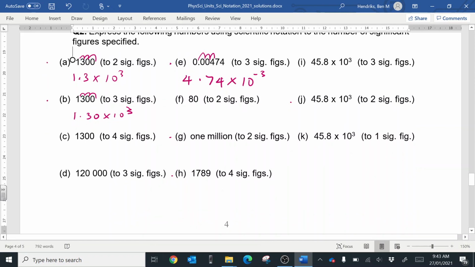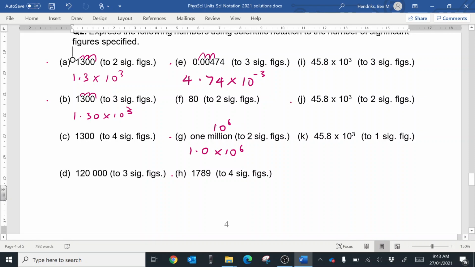Okay, so we'll go to G, and 1 million. So million, the order of magnitude is 10 to the 6. So it's 1 with 6 zeros after it. So 1 million to 2 significant figures will be 1.0 times 10 to the 6.